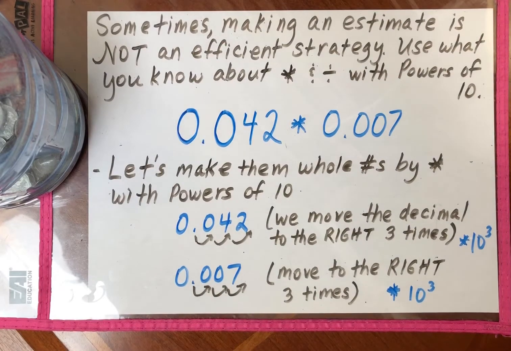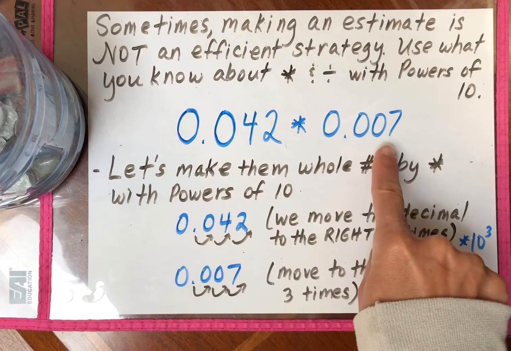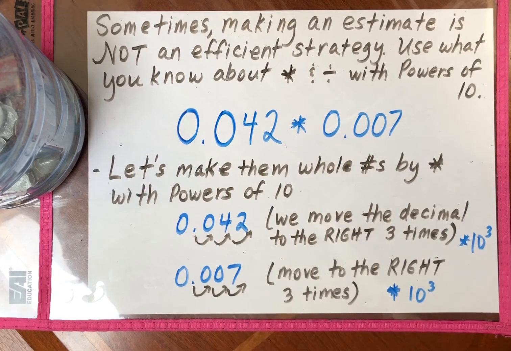Hi boys and girls, today I want to talk to you about multiplying decimals when it's not efficient to make an estimate. Sometimes you're going to get numbers that are so small, like 42 thousandths and 7 thousandths, and rounding them, making an estimate, just isn't a good strategy.